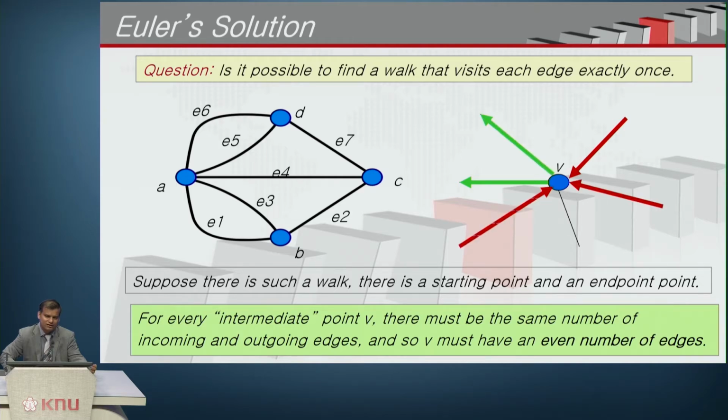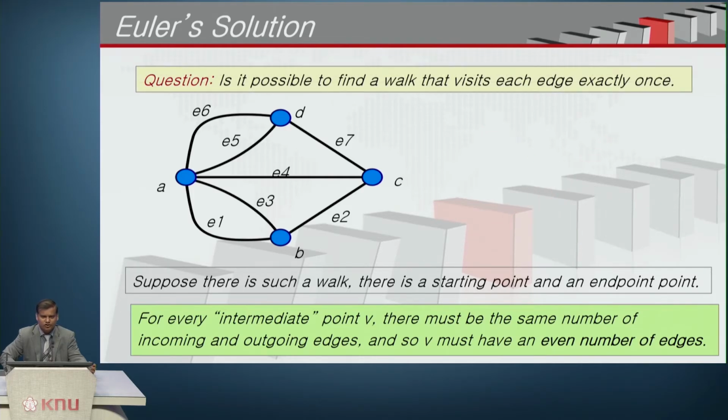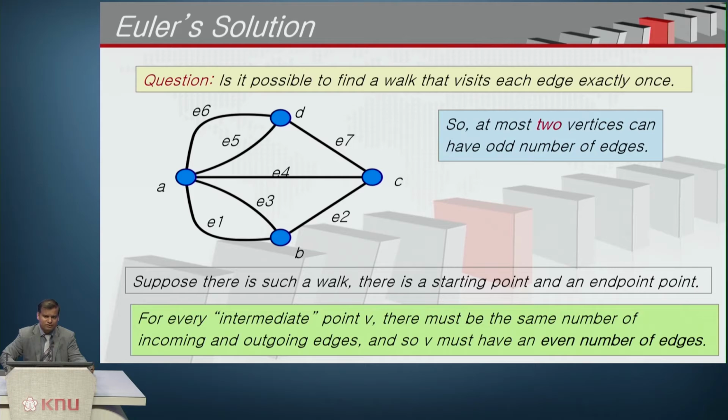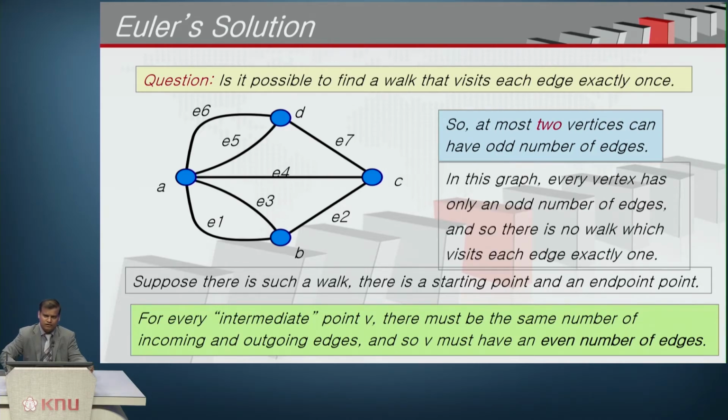Coming in, going out. But in our case we had 7 edges, which means there should be a point at which we could say that there may be some issues in coming in and going out. So at most 2 vertices can have an odd number of edges. So in this graph every vertex has an odd number of edges.